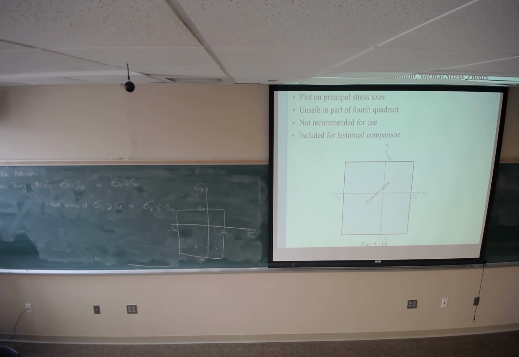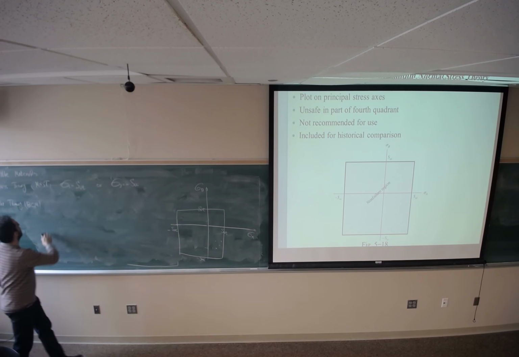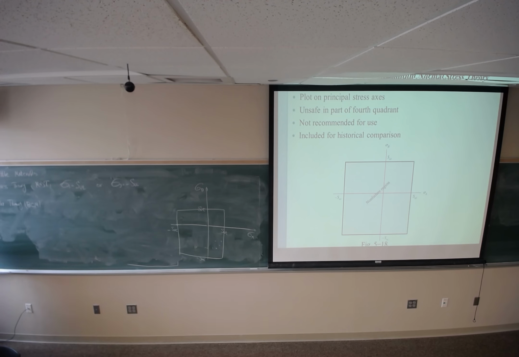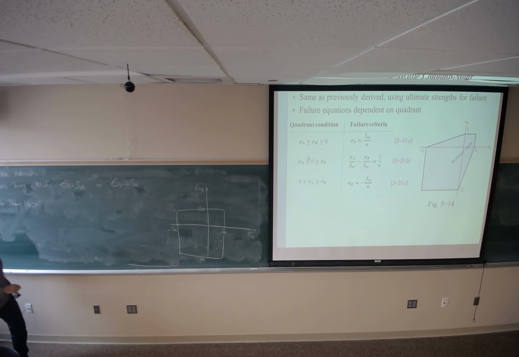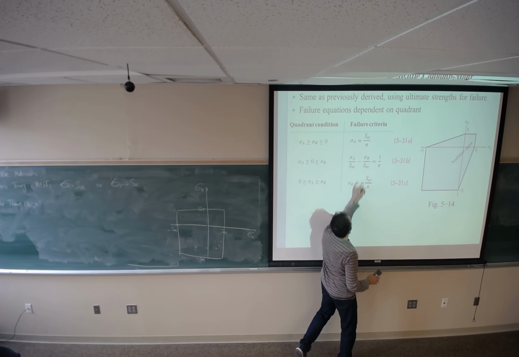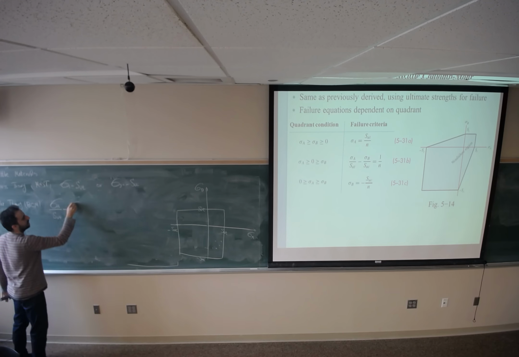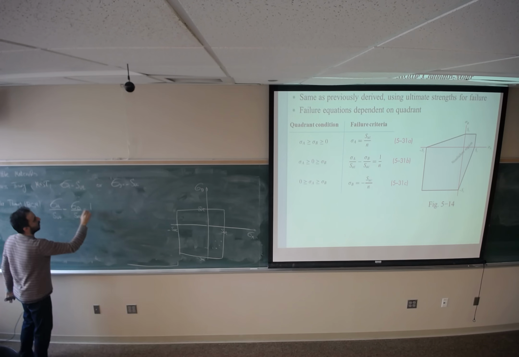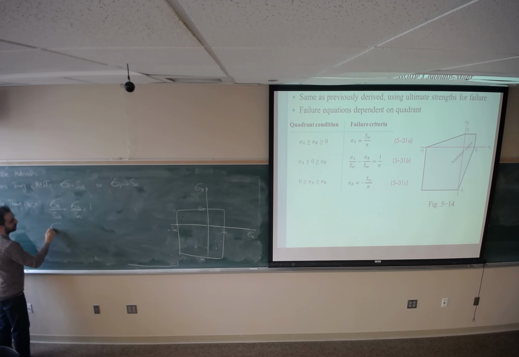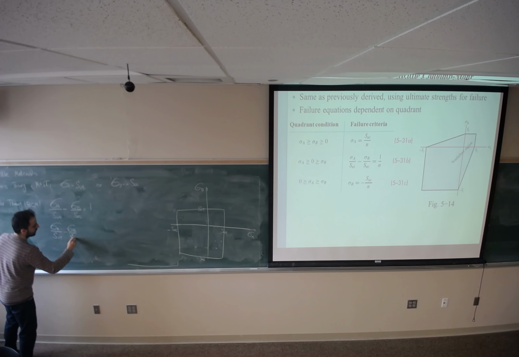The second one is brittle Coulomb-Mohr theory, or BCM or BCMT. It's very similar to ductile Coulomb-Mohr theory, which says sigma A over S_UT minus sigma B over S_UC equals 1. If you want to incorporate the factor of safety, it's going to be sigma A over S_UT minus sigma B over S_UC equals 1 over N.